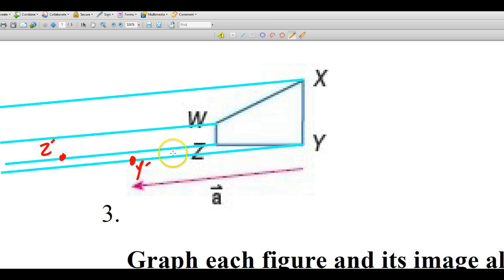And I'm just eyeballing it here, but once again, measure this distance, and whatever this distance is, let's say it is 1 inch, then we want to measure a distance of 1 inch from here, and then mark that off for point Z prime. Likewise for W prime and for X prime. Connect your vertices.